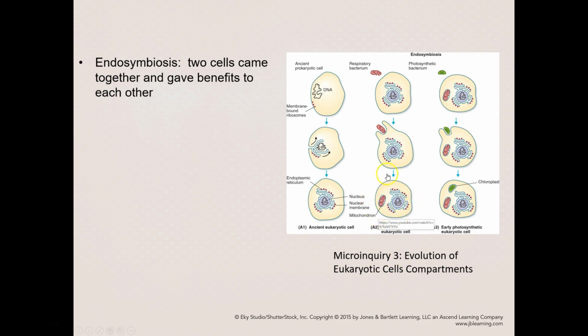This theory was proposed by Lynn Margulis in the 1980s, so it's a relatively new theory, and it's the best theory we have right now on how eukaryotic cells came about.